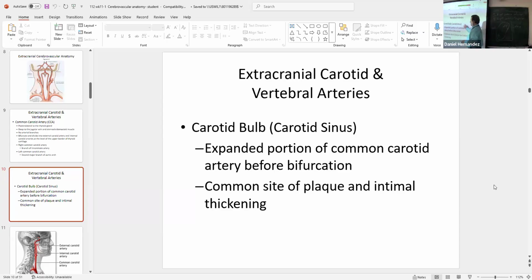So when we get into lab and start scanning this, we're going to make sure we get nice pictures for the bulbs and bifurcations. Those are kind of like your money shots when you're doing carotid scans. That's where the doctors really want to see nice 2D, nice color, good Doppler waveforms through that area of the vessel.